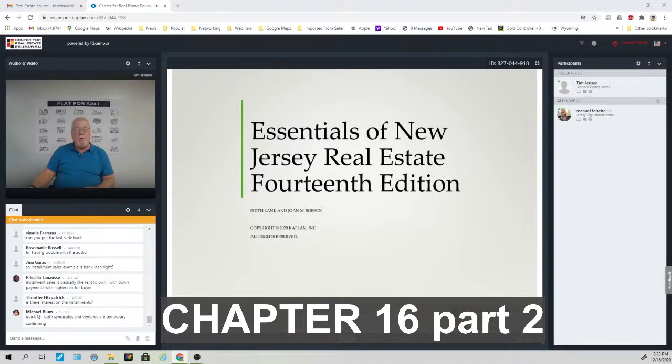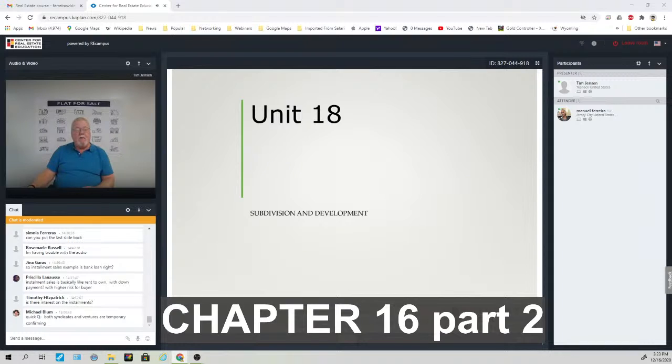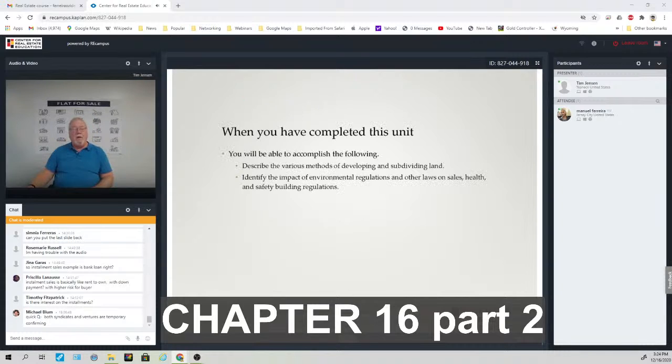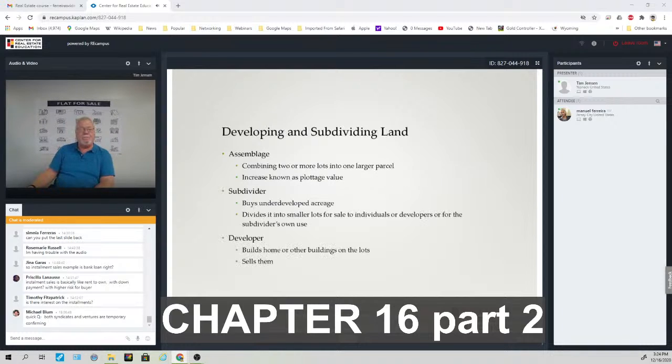We're going to move onward. Subdivision and development. There's different ways to amass wealth in real estate. At the end of this chapter, you should be able to describe the various methods of developing and subdividing land and identify the impact of environmental regulations and other laws on sales, health, and safety of building regulations.